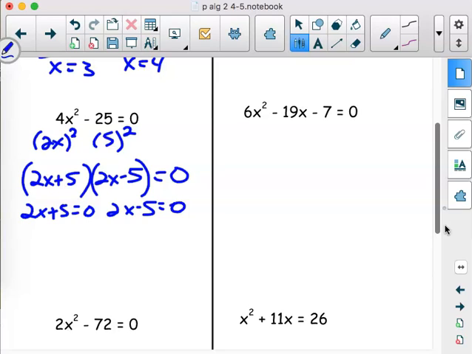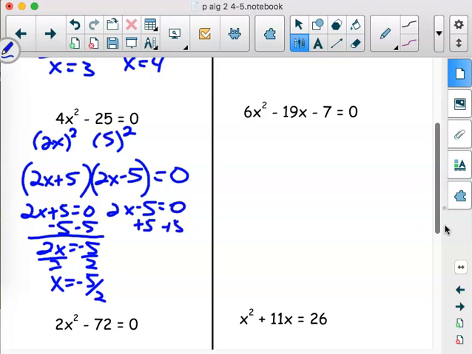So we'll have to subtract 5 and then divide by 2. And on this one we'll have to add 5 and divide by 2. So it's not a bad habit to get into setting your factors equal to 0 so that when you get to tougher ones like this, you don't go, oh my gosh, I don't know what to do now, because you haven't practiced it.